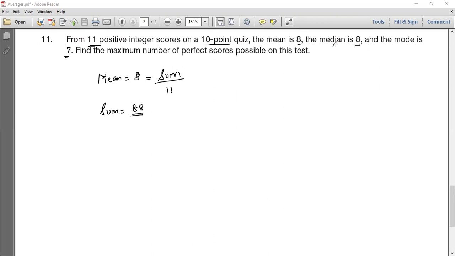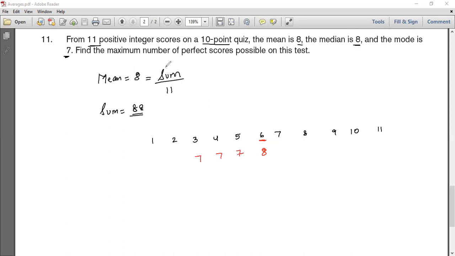Now they are also saying that the median is 8. So what does that mean? That out of the 11 values that I have, my median, which has to be right in the center, has to be, so my sixth value has to be 8. And what they're saying is that the mode has to be 7. Mode has to be 7 means that the maximum number of times a value is repeating is 7. So we have to write, say, 7 here, here, here.